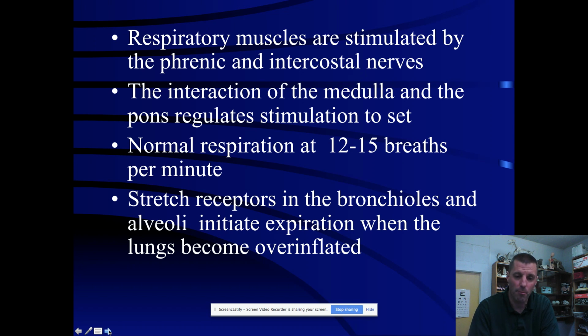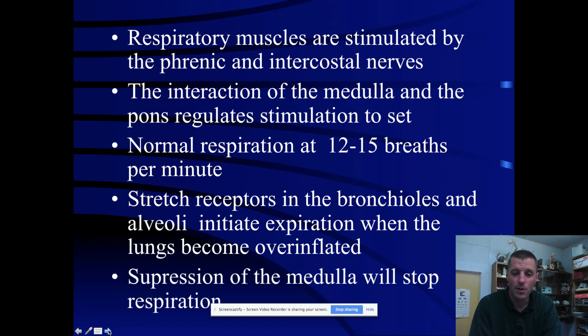Stretch receptors in the bronchioles and the alveoli initiate expiration when the lungs become overinflated. So the fact that they stretch causes the diaphragm then to relax and allows them to collapse. Collapse isn't a great word when we're talking about lungs, but to contract. And so the stretching is what creates that.